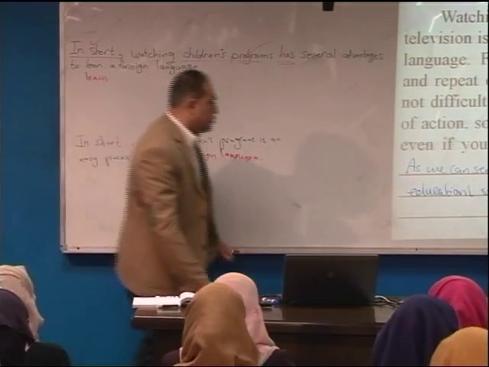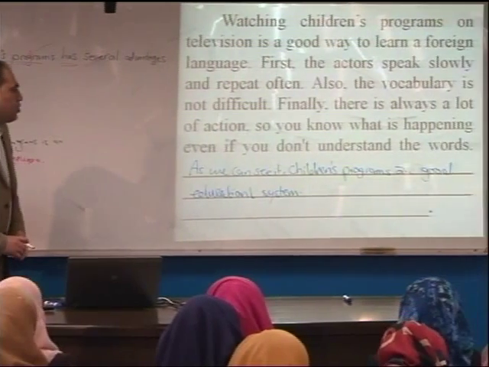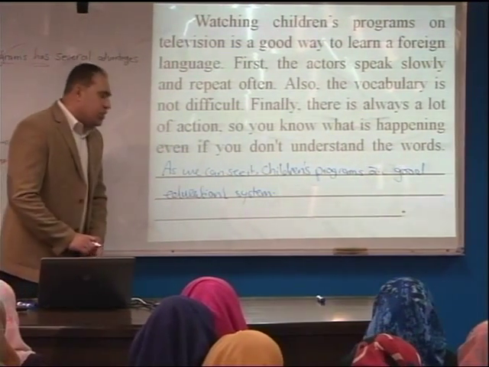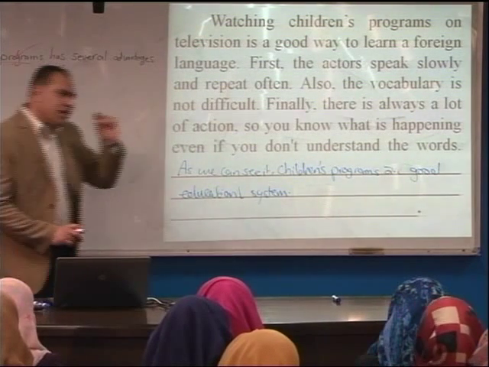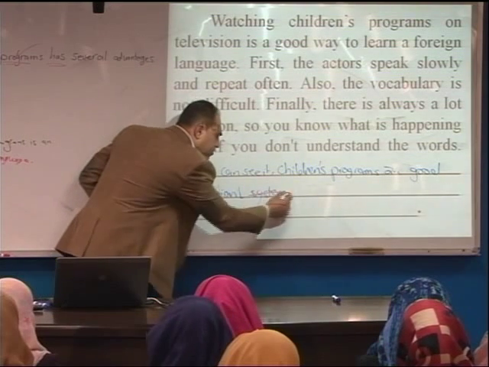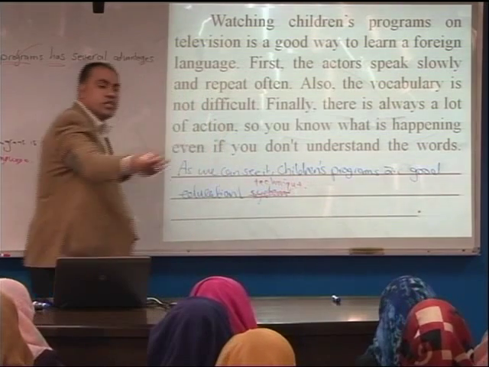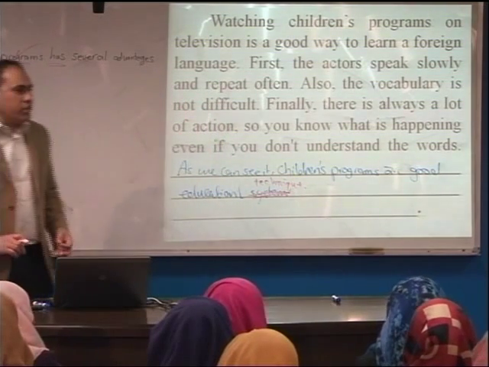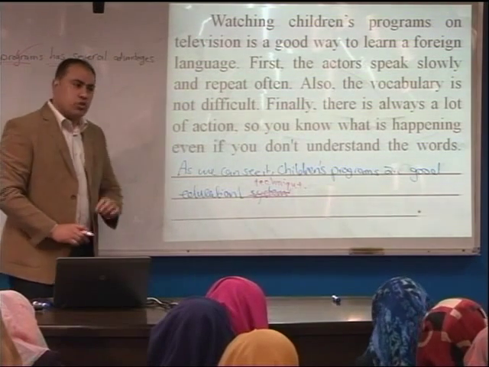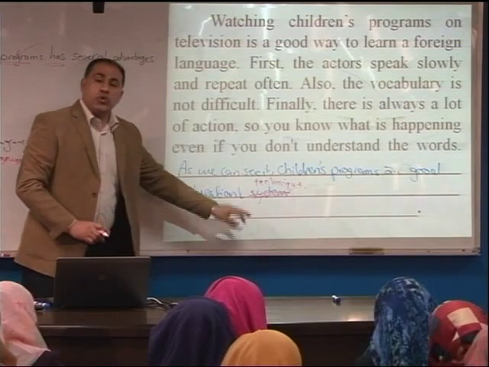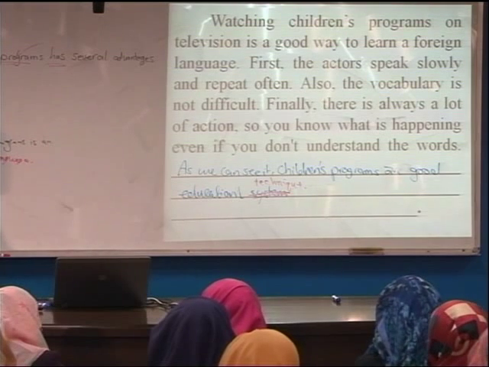And finally, see the third example. Children's programs are a good educational system. Okay, good one. Yes, but not system. I would prefer to use technique. A technique or strategy, for example, is a good educational or a good learning strategy or a good learning technique. All right? Because we just want to make sure that the idea and our word choice is perfect. And I could use it to give a recommendation.